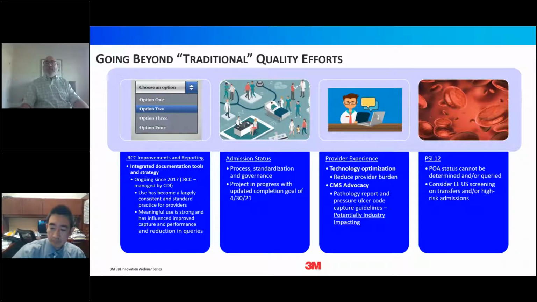And I think we'll talk a little bit more about this as well. And then PSI 12, the fact that you can't really determine or query for the POA status. So there's some talk around clinically doing an ultrasound screening, a lower extremity ultrasound screening, on transfers and our high-risk admissions, so that we can substantiate that there are no clots or DVTs at that time.